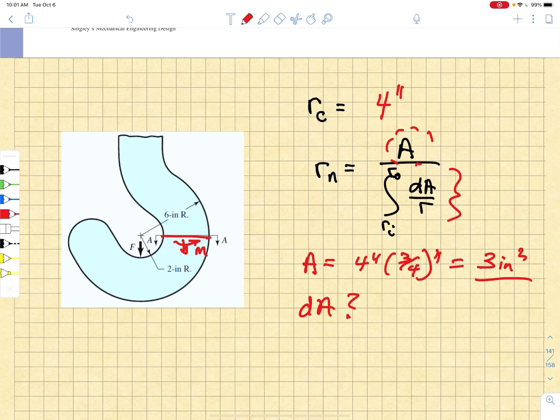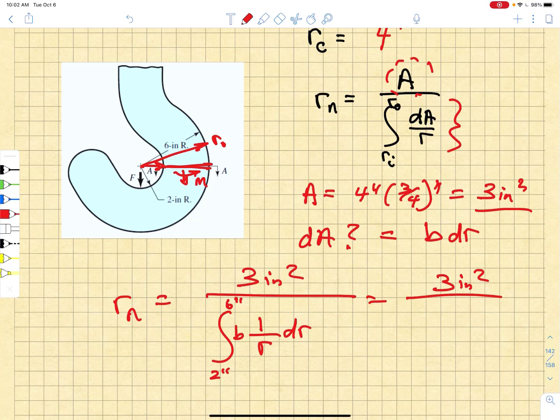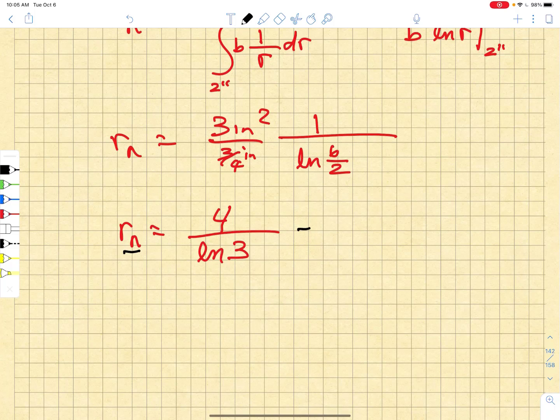What is my dA? Well, I'm integrating from Ri to R outer along this cross-section, so my dA is just equal to the width b times the increment dr. My Rn is going to be this 3 square inches divided by the integral from R inner, that's 2 inches, to R outer, that is 6 inches, of 1 over r times b dr. So this becomes 3 inches squared divided by b times ln r, evaluated from 2 to 6 inches. When we evaluate this, we find that it is just 3.641.